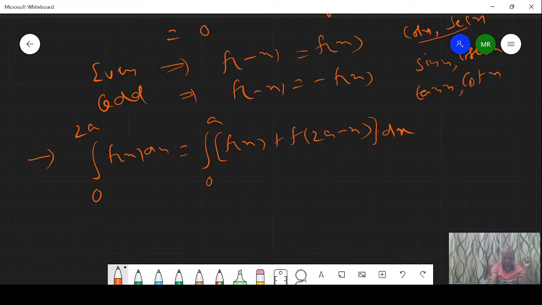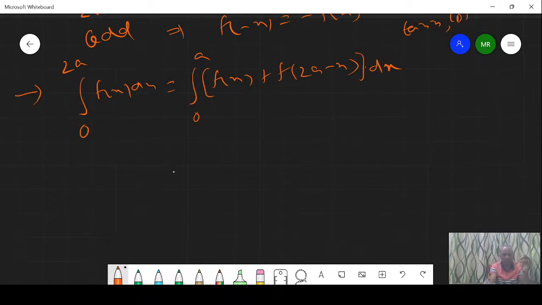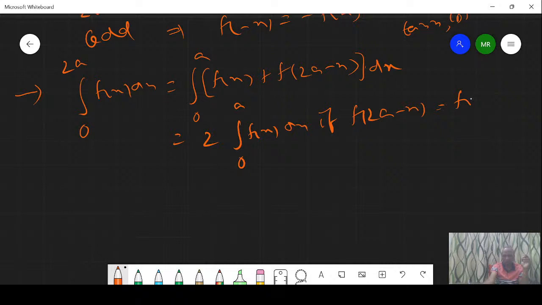I given dx this one. So this one also again we can write, this is important here. This also we can write, which is equal to 2 into, right, I can also write this one. When I have taken this one, I can also write this expression is equal to 2 into integral 0 to a f of x dx, if f of 2a minus x is equal to f of x.